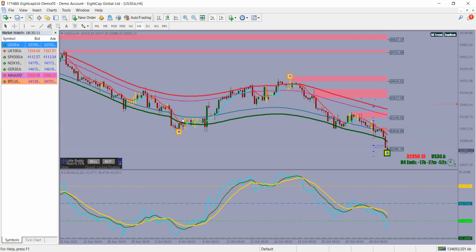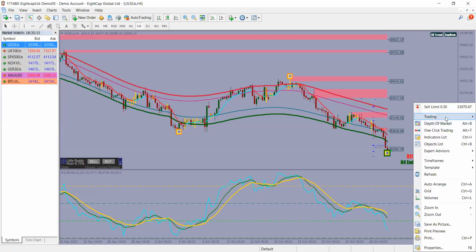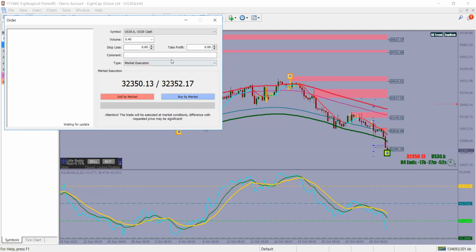And then the same here for the buy stops, for the trading, sell stops, sell limits, all of those are there. Or you can just go to new order, and then you can select the type of execution that you physically want.